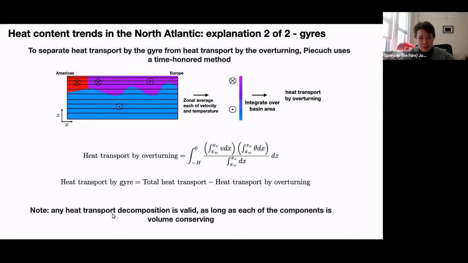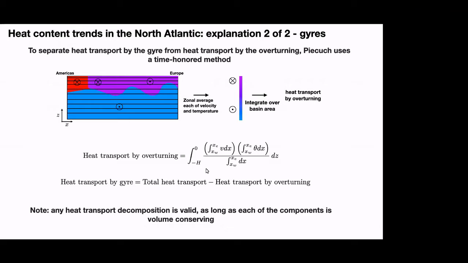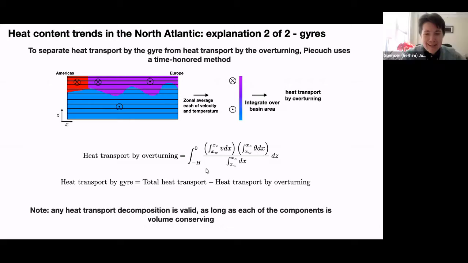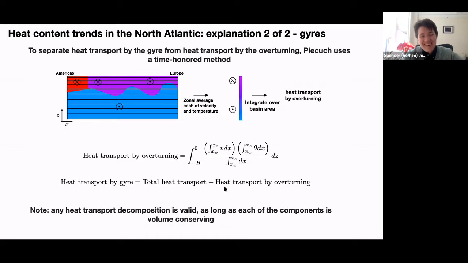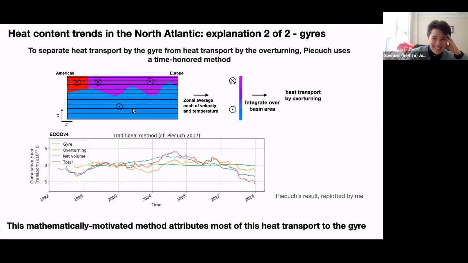So I think here is a good place to mention that you can do any heat transport decomposition you like. And as long as each of the components is volume conserving, that's fine. Sorry to interrupt, doesn't it need to be mass conserving? Yes, yes, because I'm in a model where, yes, you're right, it should be mass conserving. Okay, thanks. Yeah, as long as each component is mass conserving, then that's fine. And please do interrupt if I say anything that doesn't make sense.